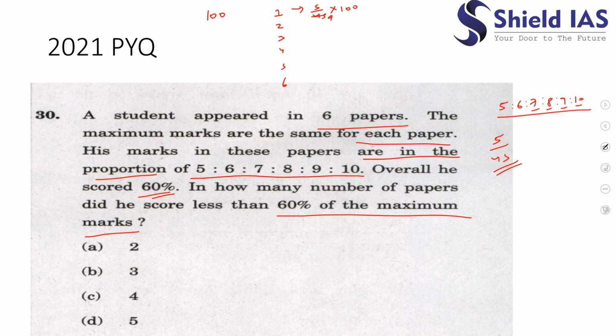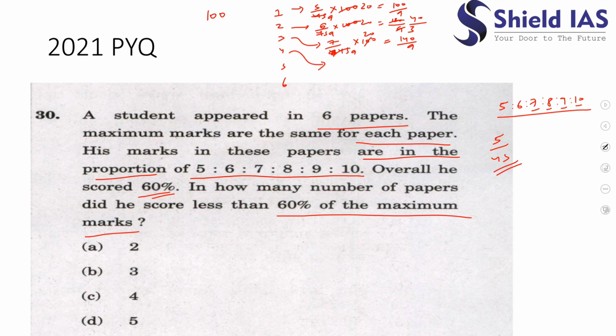5 9s are 45, 5 20s are 100. So it would become 100 upon 9 in the first paper. In the second paper, it would be 6 upon 45 into 100. 5 9s are 45, 5 20s are 100. So it would be 120 by 9. 3 3s are 9, 3 40s are 120. So it would be 40 by 3. In the third paper, it would be 7 by 45 into 100. This would be 20, this will be 9. So 140 divided by 9.